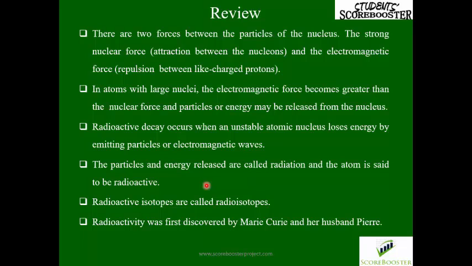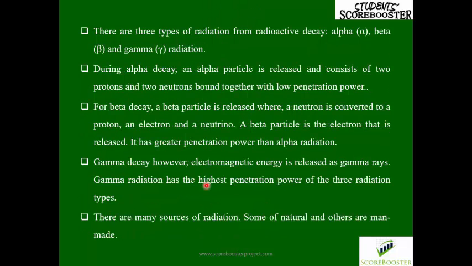The discovery of radioactivity was first made by Marie Curie and her husband Pierre. There are three types of radiation from radioactive decay: alpha, beta, and gamma. During alpha decay, an alpha particle is released, consisting of 2 protons and 2 neutrons bound together, with low penetration power because they are heavy. For beta decay, a beta particle is released where a neutron is converted to a proton, an electron, and a neutrino. Don't forget that we said a neutrino is a very small packet of energy. A beta particle is the electron that is released.